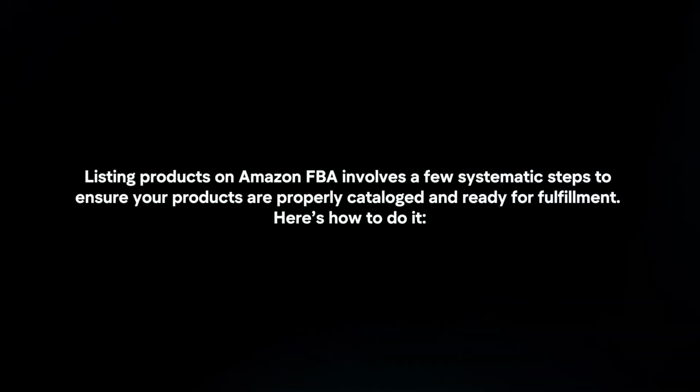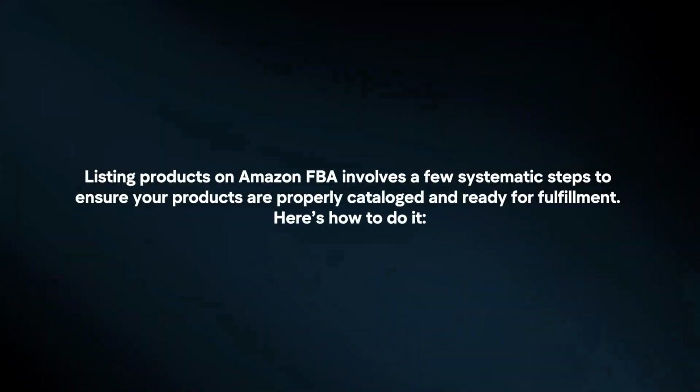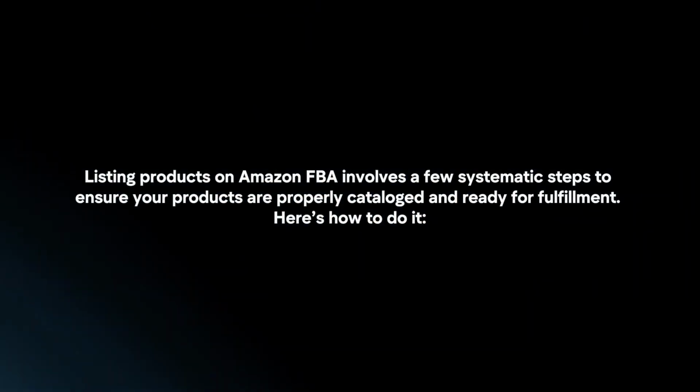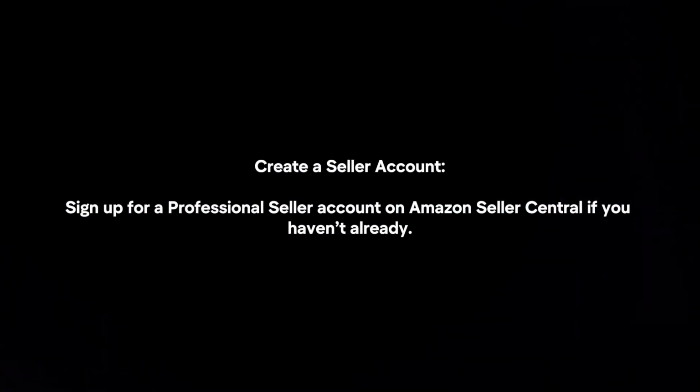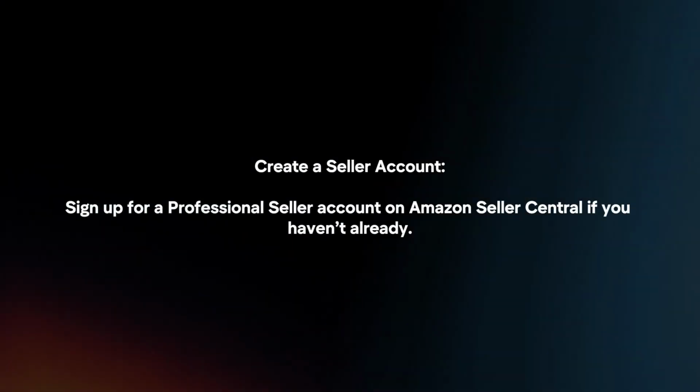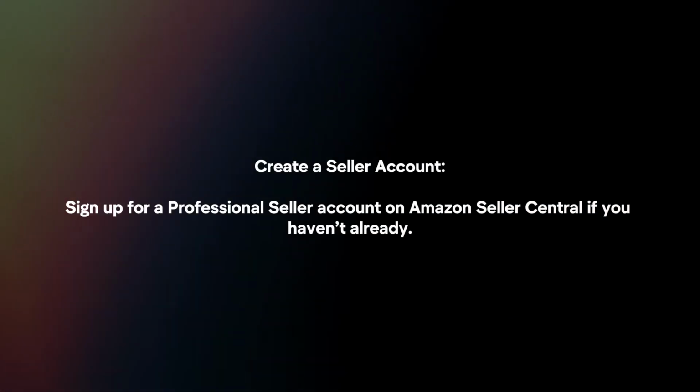Listing products on Amazon FBA involves a few systematic steps to ensure your products are properly cataloged and ready for fulfillment. Here's how to do it. Create a seller account. Sign up for a professional seller account on Amazon Seller Central if you haven't already. Prepare product information. Gather all necessary product information, including product name, brand, category, description, bullet points, images, price, and SKU.